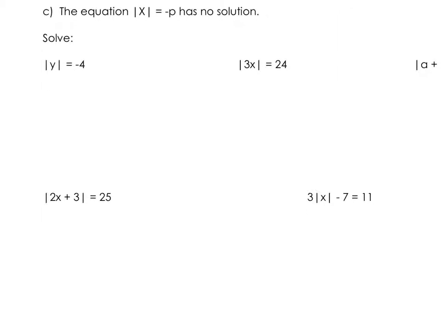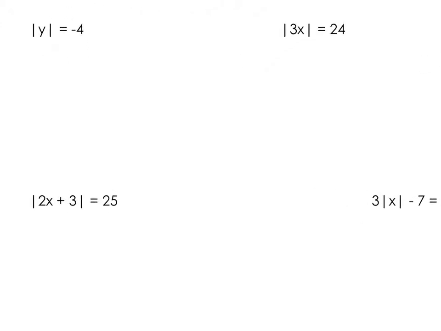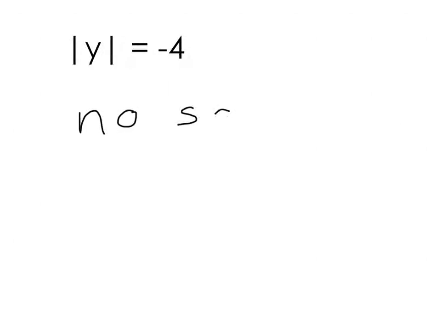And if you take the absolute value of something and you say it equals a negative number, that has no solution because the absolute value is always positive. So our first example, the absolute value of y equals negative 4. How could you take the absolute value of y and get negative 4? That makes no sense. The absolute value is always positive. There is no solution to this problem.